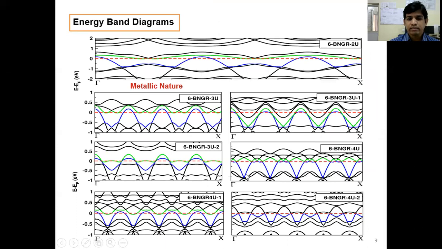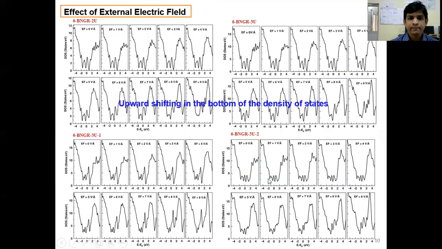This represents the band diagrams in all the cases. 0 represents the Fermi level, upper is the conduction band, and lower is the valence band. We can see there is no gap associated with any of them. So all represent conductive, metallic nature.